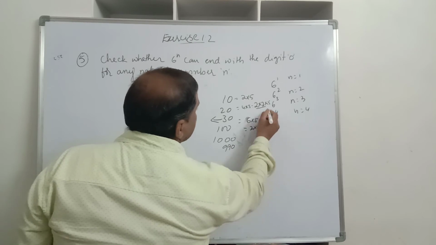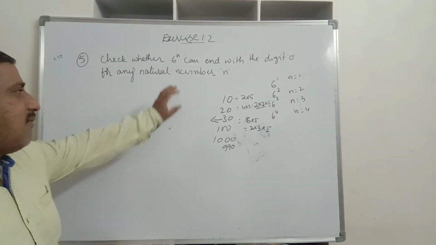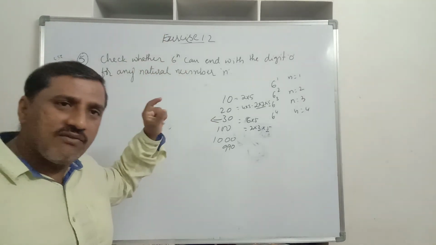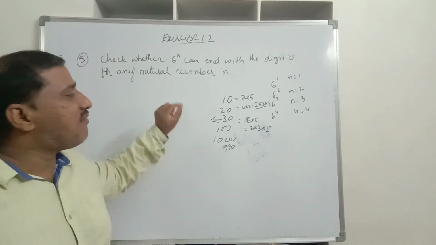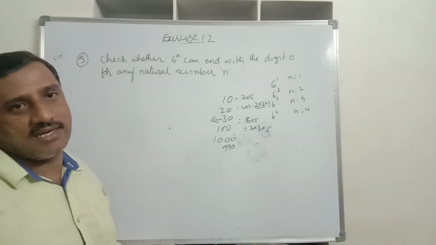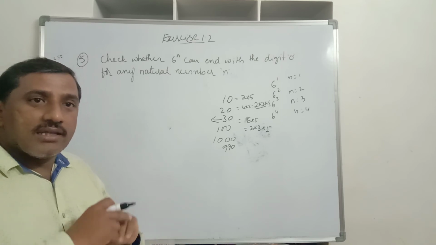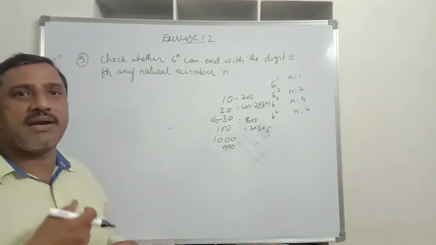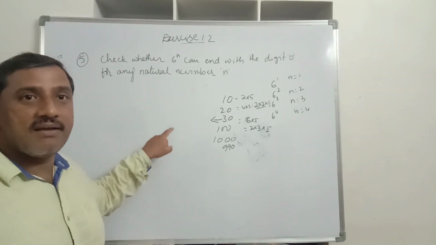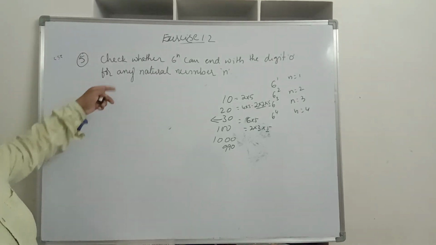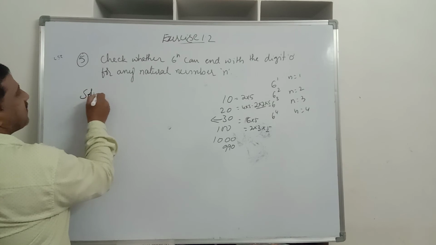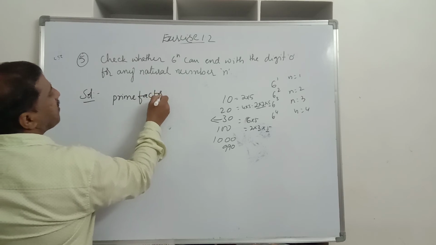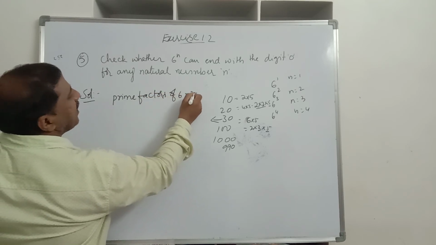So again we have 5 as one of the prime factors for the numbers 10, 20, 30, 100. Even if you take any number ending with 0, its prime factorization will have 5 as one prime factor. So from this what can we conclude? If the prime factorization of any number contains 5, then that number will end with 0. So here we will solve this by using the prime factors of 6. The prime factors of 6 is 2 into 3.